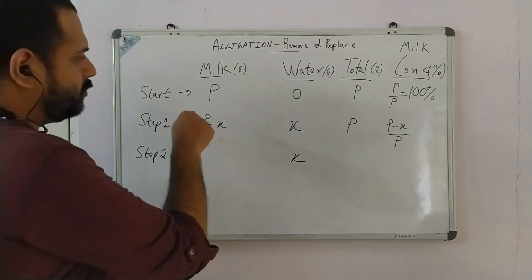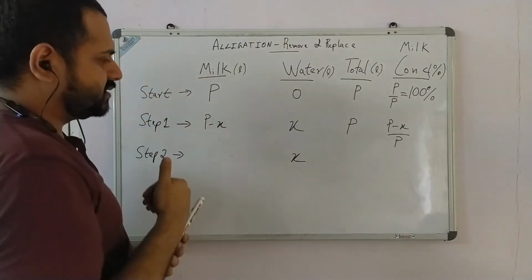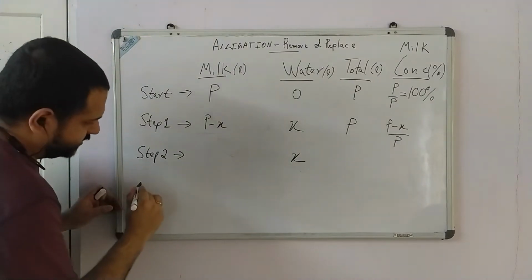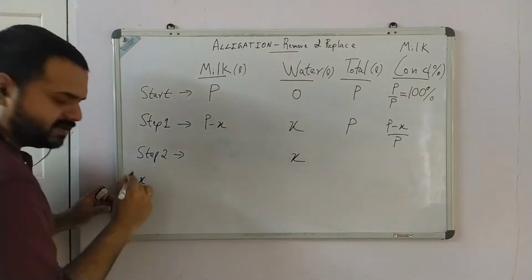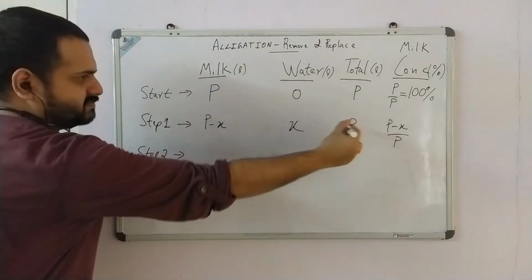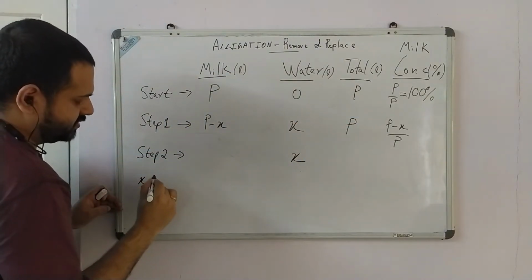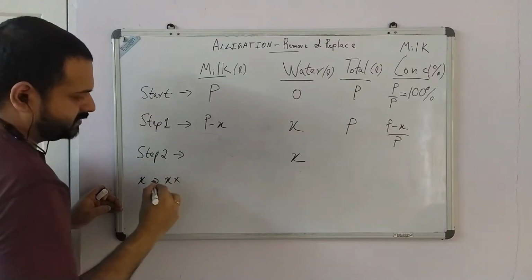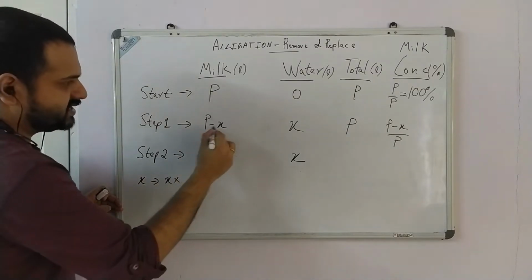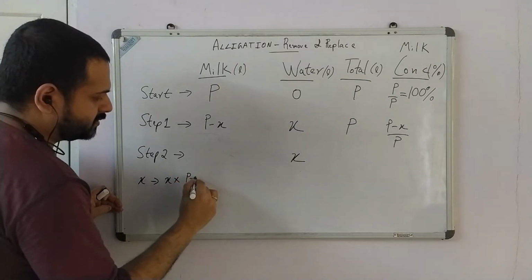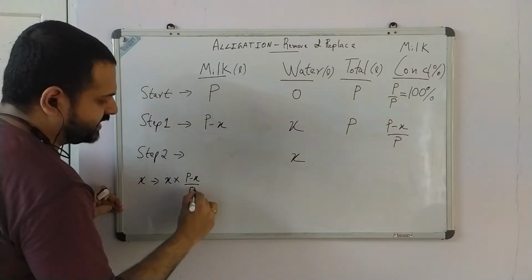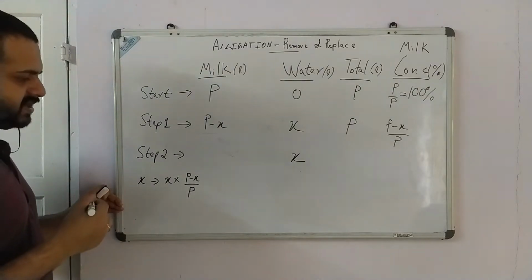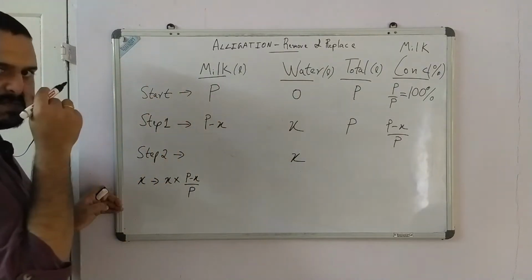So what is the amount of milk that comes out when you take out X liters? Pay attention here, right? When you take out X liters of this mixture, correct? The amount of milk in that is equal to X into P minus X by P, right? Why is that? Because that is the concentration of milk, right?